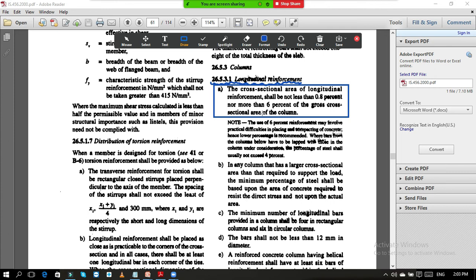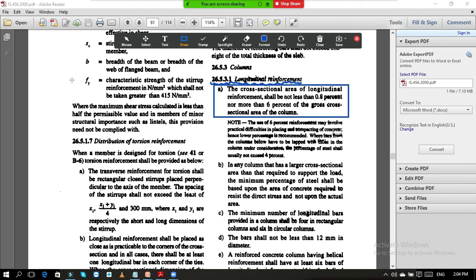What is given there? The cross-sectional area of longitudinal reinforcement shall not be less than 0.8% and not more than 6% of the gross cross-sectional area of the column. Okay. So what is the minimum longitudinal reinforcement?